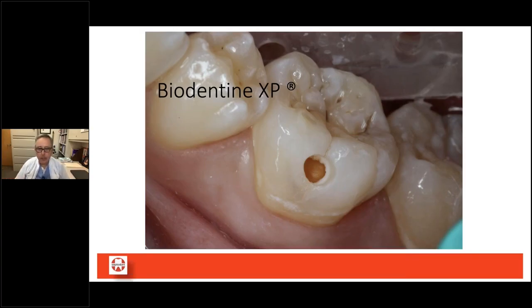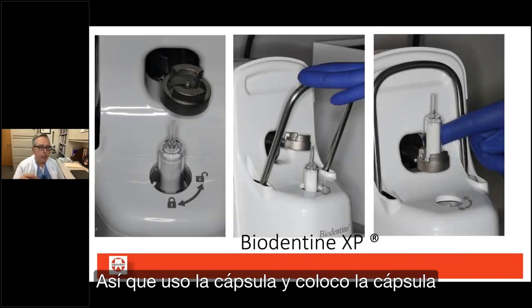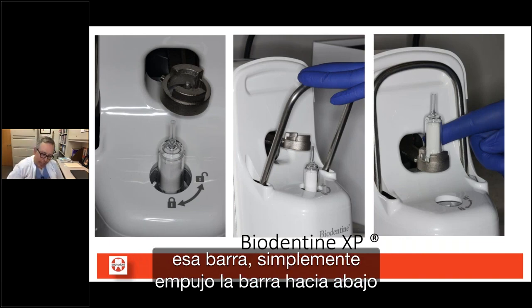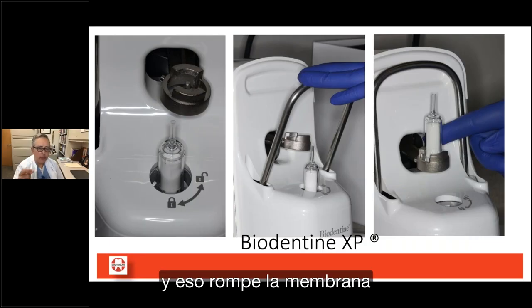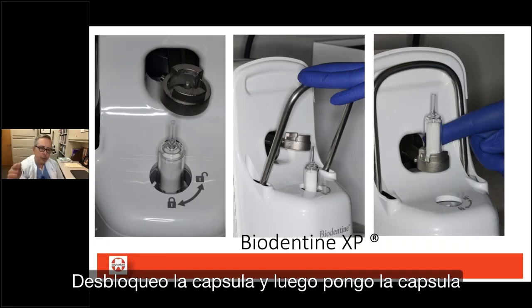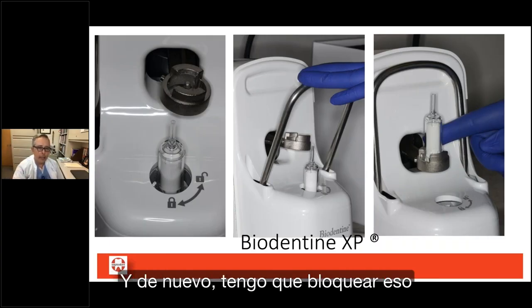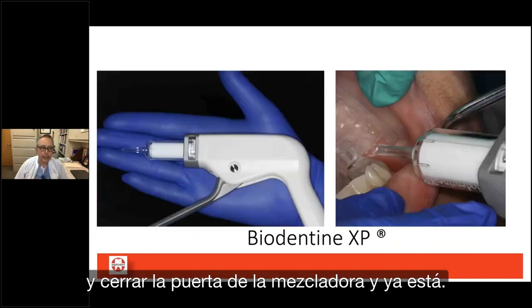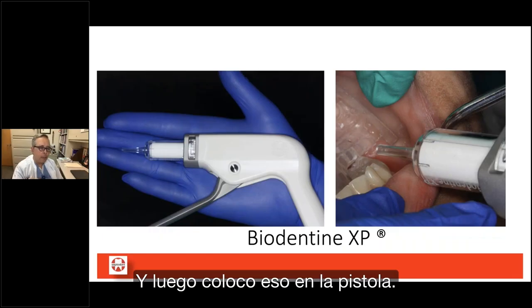So I use the capsule, place it in the bottom, and lock it. Then, as I mentioned, I just push down the bar, and that will break the membrane that separates the powder from the liquid. I didn't explain this very well in the previous slide, but you can see it here in the picture. I unlock the capsule and put it in the upper place. Again, I lock it, close the door of the mixer, and that's it. Then I place it in the gun.